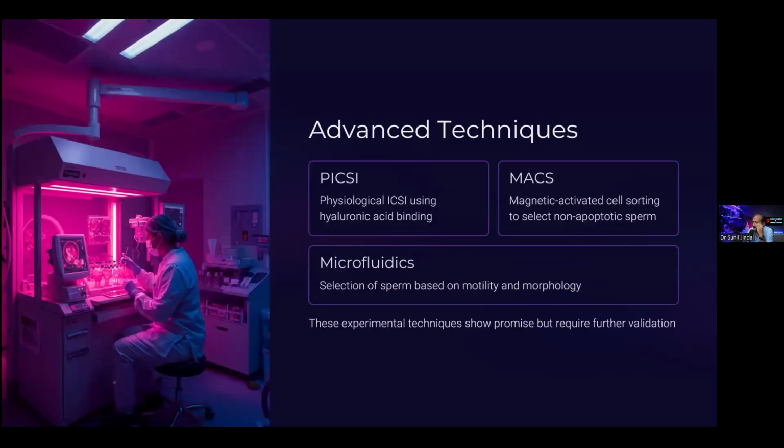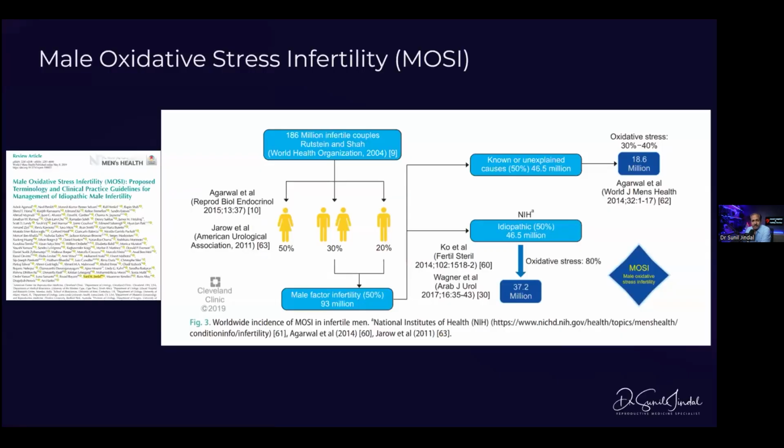Now, what are the advanced techniques? PICSI, MACS, microfluidics. Now, in PICSI, what do you do? In PICSI, you basically see the binding to the hyaluronic acid, and that's what physiologically would appear to be better sperms. What would you do in MACS? Magnetic activated cell sorting for selecting non-apoptotic sperms. And in microfluidics, you select based on motility and morphology. All these are experimental. They show promise, will take some time, and need validation.